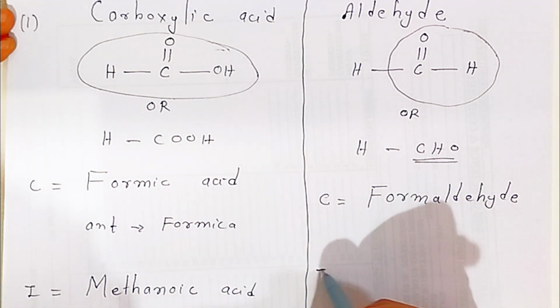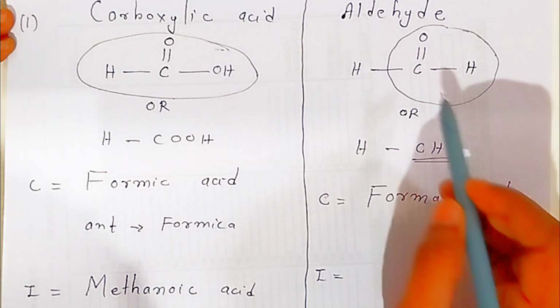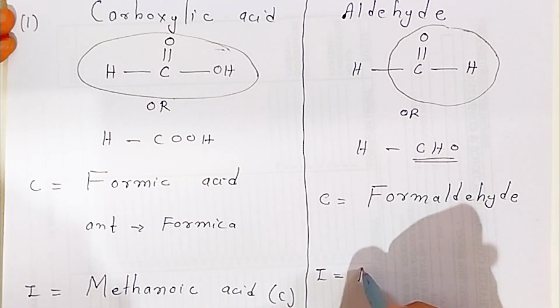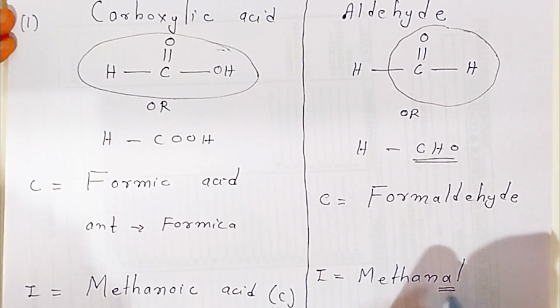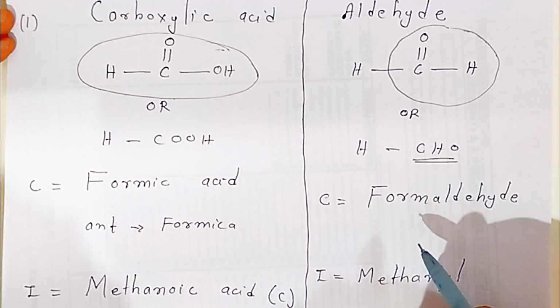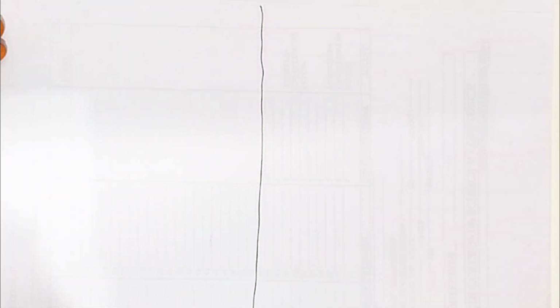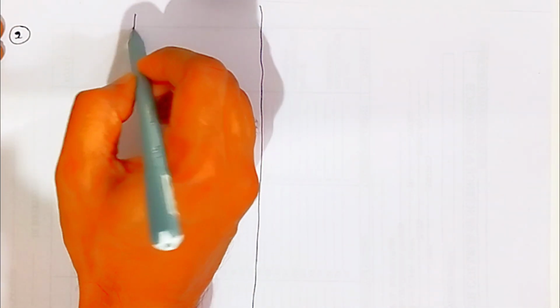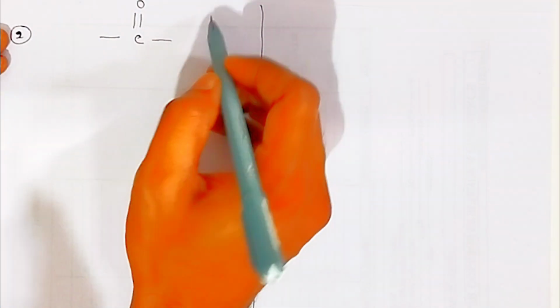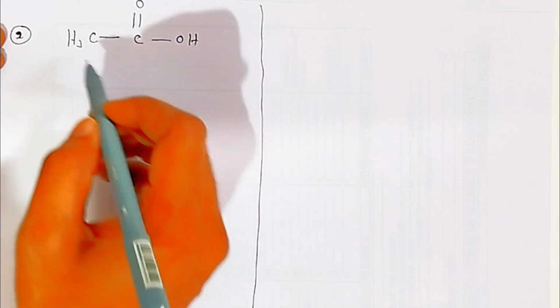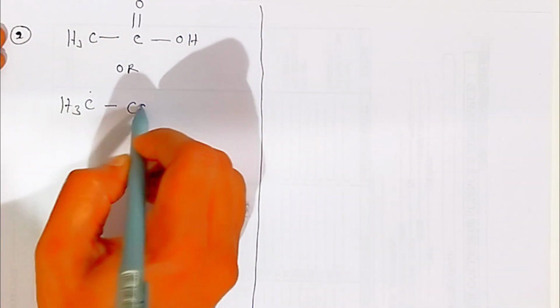And how are you going to name it in the IUPAC system? Here only 1 carbon is there, so this is called methanal. We have to replace the E of methane by AL, so we call it methanal. So this is the name of the second compound. Now here, carbonyl has 2 valencies, 1 valency by hydroxyl group, the other valency I am replacing by methyl. So in short, you can also write this compound as CH3COOH.